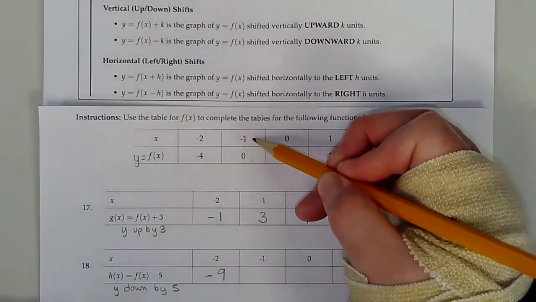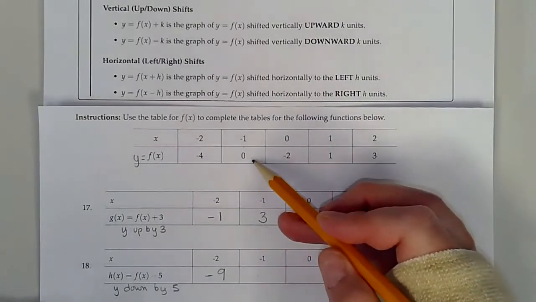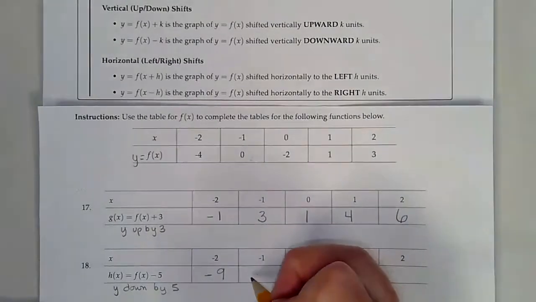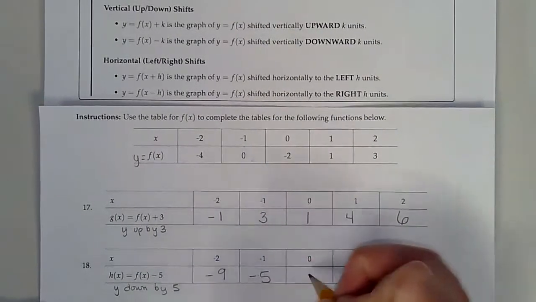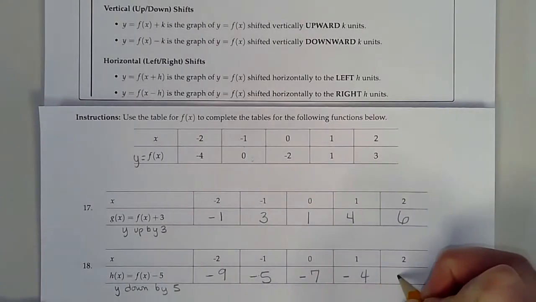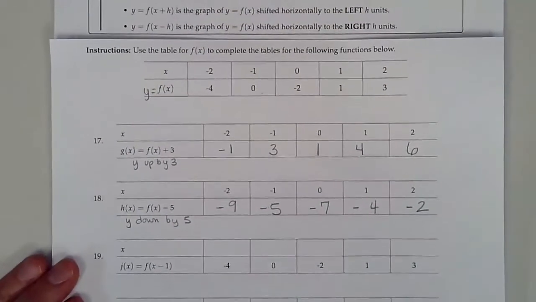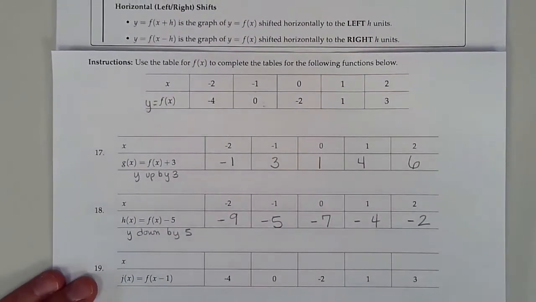When x was -1, f of x was 0. To get to h of x, I need to subtract 5 off of that 0. So that'll give me a -5. If we keep going, a -7, a -4, and a -2. Number 19 is going to be a little bit different. This is a horizontal shift.